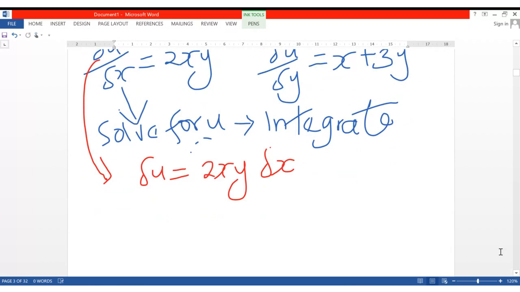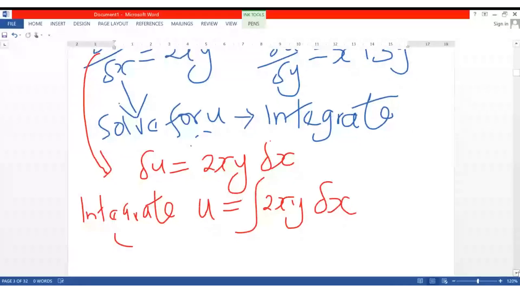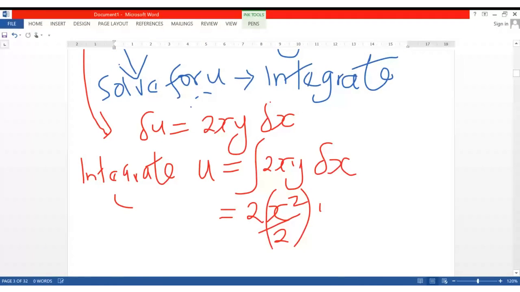So when I integrate, I'll get u, given by the integration of 2xy in terms of x, which is x squared y, plus a constant of integration. A constant of integration, that's what I've used in my notes.